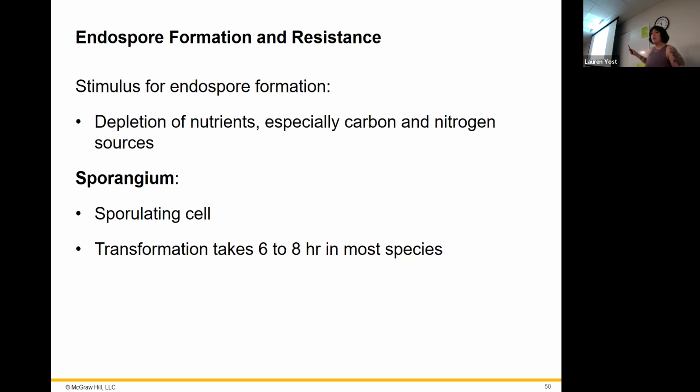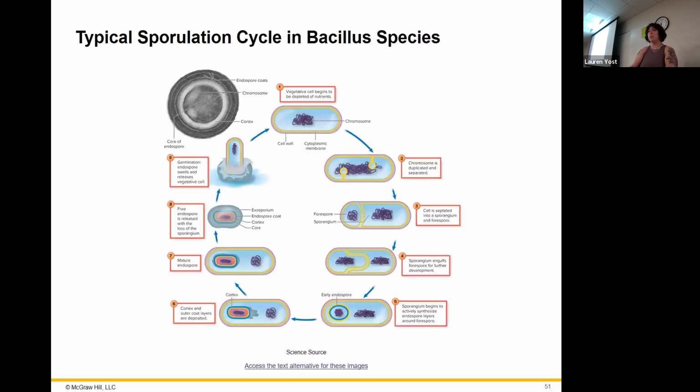Transformation from vegetative cell to actual endospore is 6 to 8 hours in most species. That should be pretty surprising. Let me surprise you by telling you how long it's going to take for them to come out. This is the typical cycle, and you can see in each figure what is going on in the bacteria. It'll duplicate its chromosome, wall off the duplication and start making a covering for it, then pinch it into a little thing and make more covering.